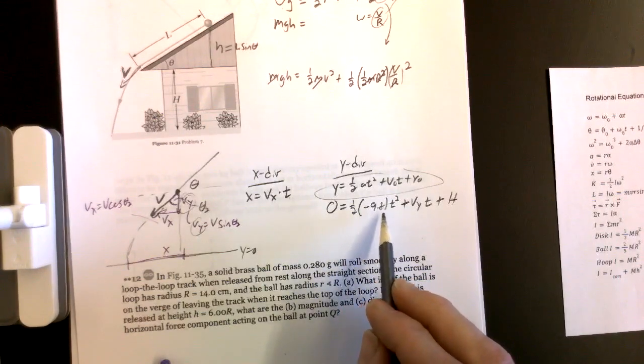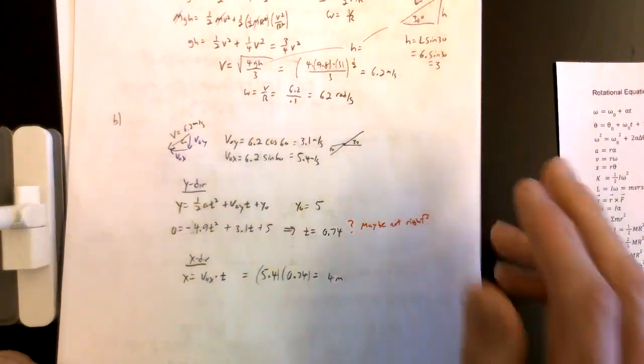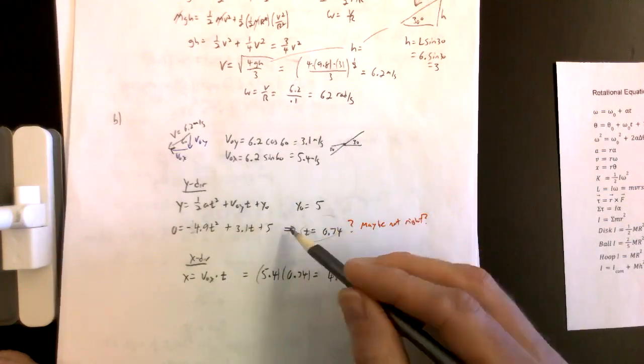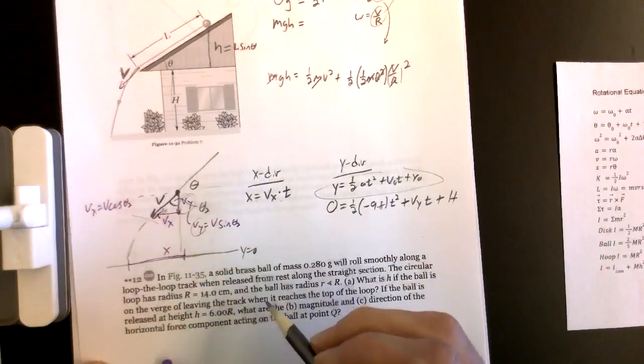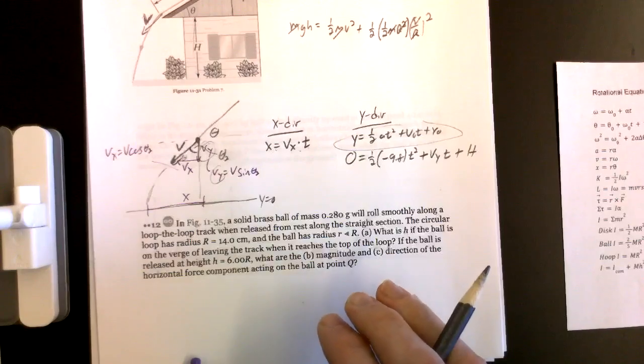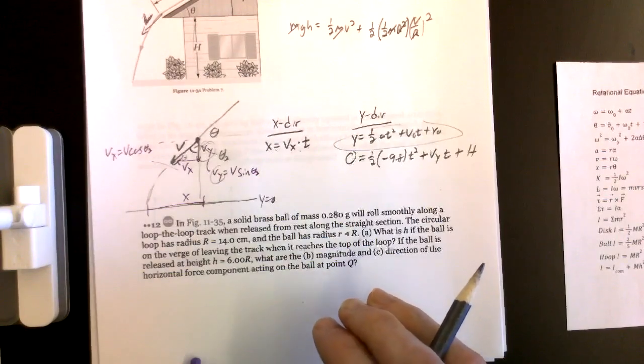I think in my solutions I didn't solve it right. Here's my solutions, and I think I didn't solve it right, so I think this was not the right solution. But anyway, solve it for t and then plug it in over here and you can find x. So it's a long problem, but it's doable. Just take it one step at a time.